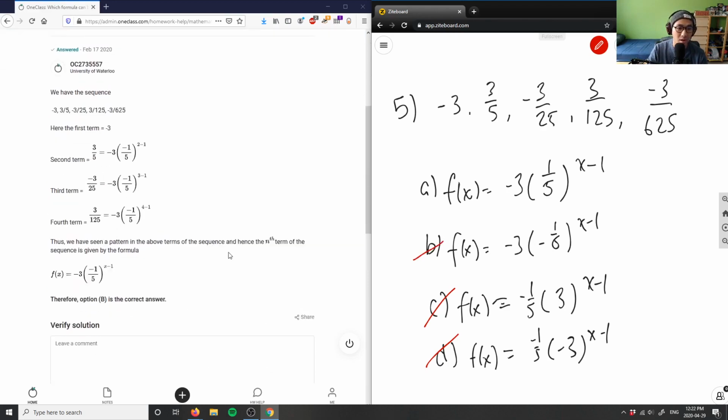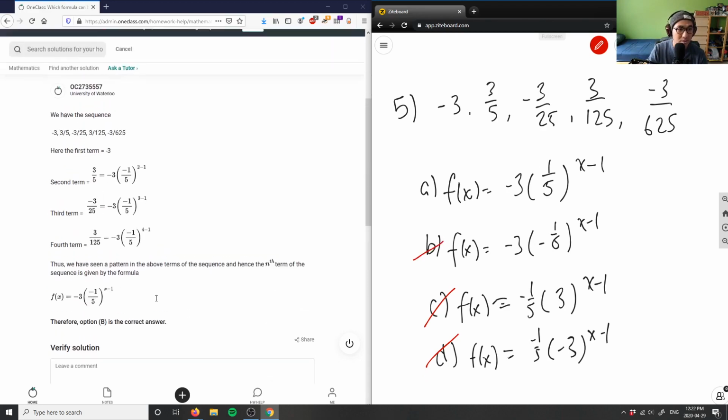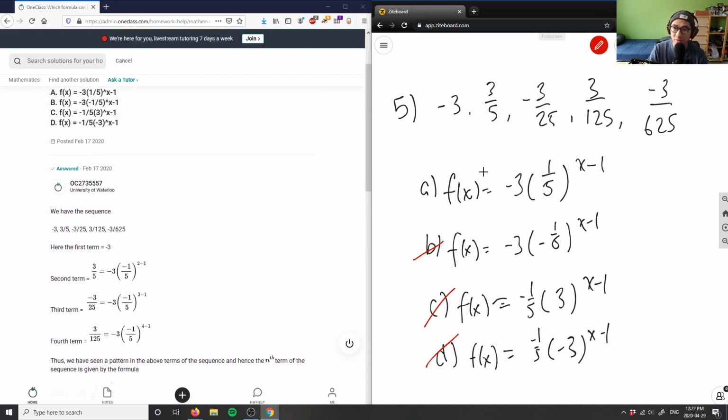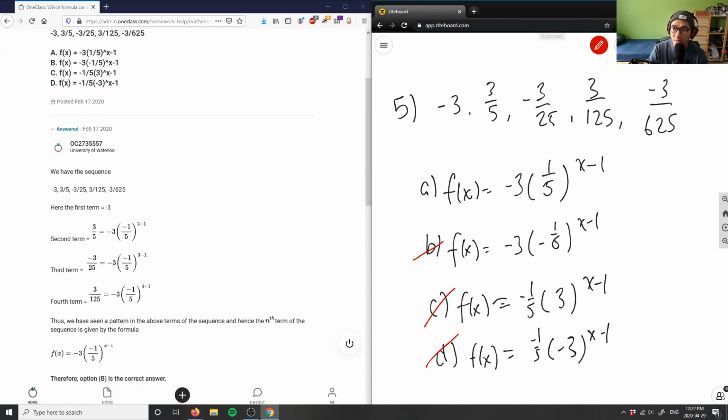And as they said, B here is my correct answer here. So let me just double check. Did I write this down properly? Negative 3 times negative 1 over 5 to the x minus 1. Sorry, just give me a second here. Let's see how they did it here. So again, they're subbing in the solution here, which is good. 3/5 equals negative 3 times negative 1 over 5. We have a pattern here on the nth term given the formula, and therefore B is the correct answer.